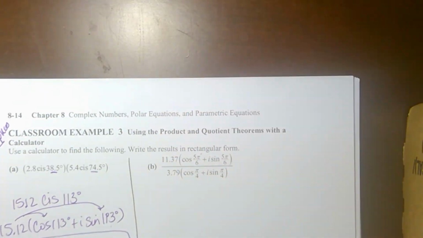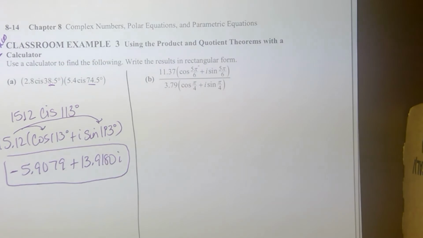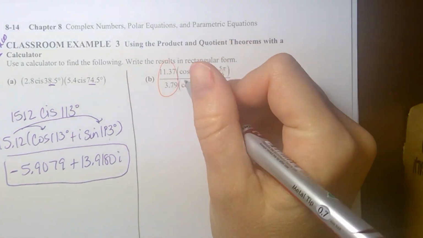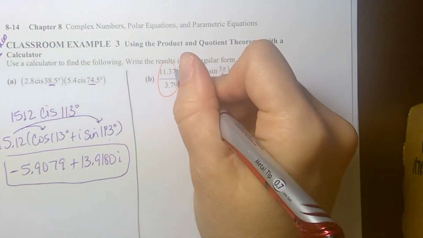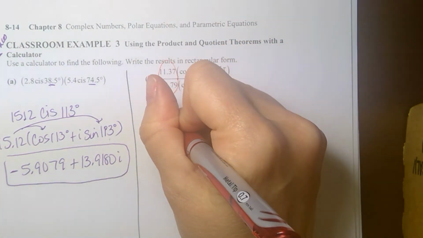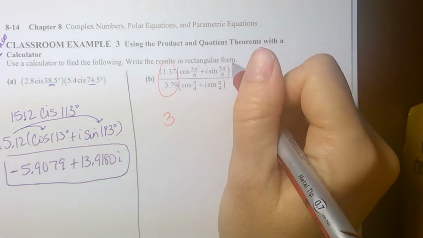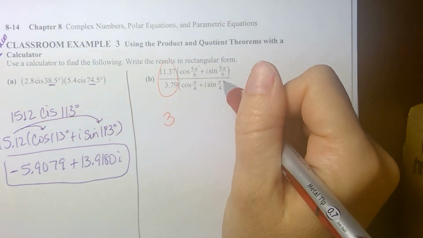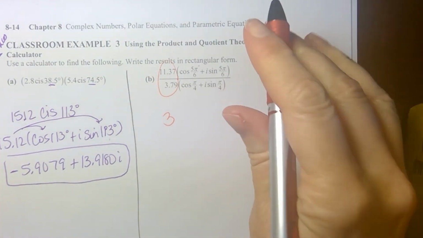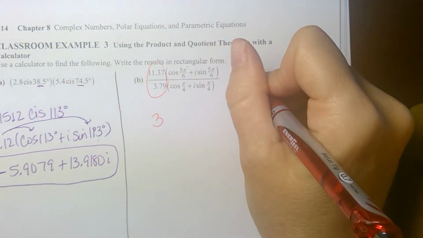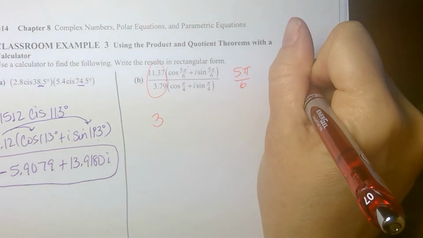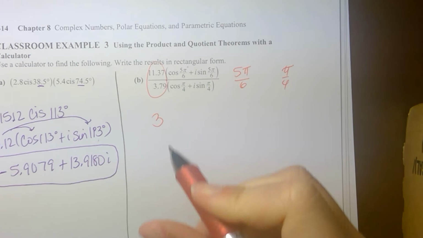Okay, let's go back up and do our 2 that are finding quotients. With this first one, to find quotients, I divide the moduli. So 11.37 divided by 3.79 comes out to be 3. And then I'm going to subtract my arguments. Now, when I subtract my arguments, I am going to need a common denominator. My common denominator between 5 pi 6th and pi 4th is going to be 12.